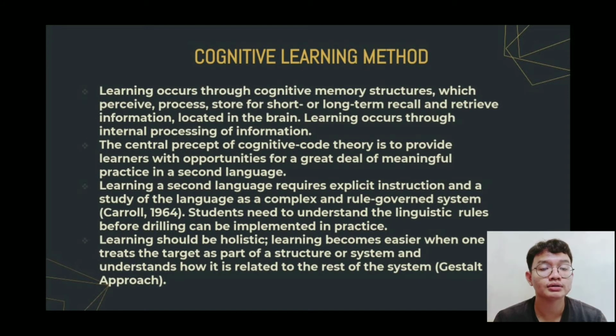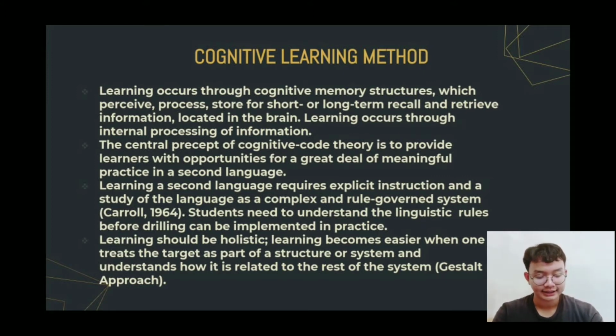And I'm going to talk about the cognitive learning method. In cognitive learning, learning occurs through cognitive memory structure, with perceive, process, store of short or long-term, recall and retrieve information located in the brain. Learning occurs through internal processing of information. Learning a second language requires explicit instruction and a study of the language as a complex and rule-governed system. So in this cognitive learning, students need to understand the linguistic rules before drilling can be implemented in practice.